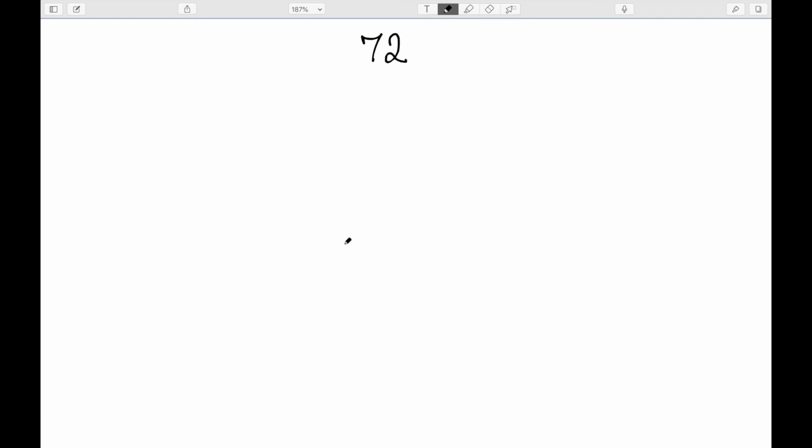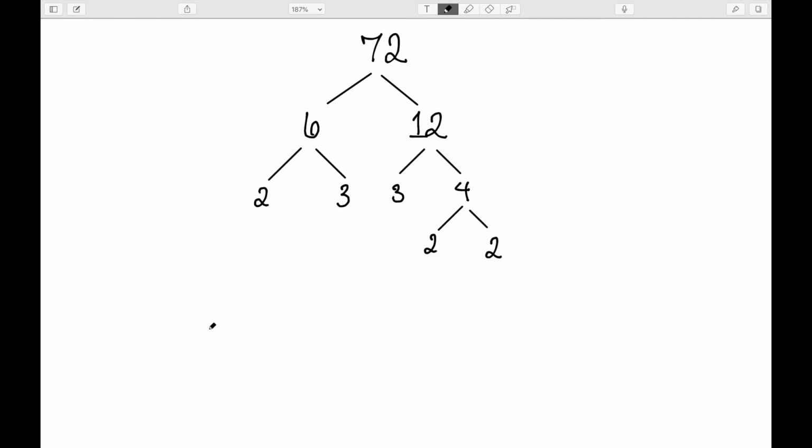Let's find the prime factorization of 72. Well, we might think of 72 as 6 times 12. Once we have that, we can think of 6 as 2 times 3. And we can think of 12 as 3 times 4. 2 and 3 are both prime, but 4 is not. We have that 2 times 2 is equal to 4. And now we have that everything at the bottom is a prime number.